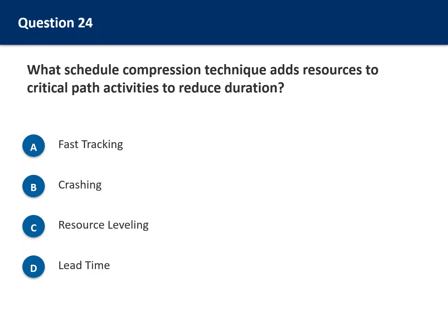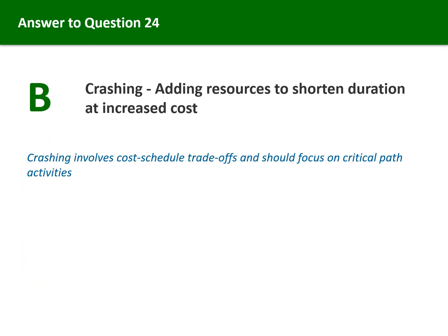Question 24. What schedule compression technique adds resources to critical path activities to reduce duration? Option A, fast tracking. Option B, crashing. Option C, resource leveling. Option D, lead time. Think about the trade-off involved. The correct answer is B, crashing.